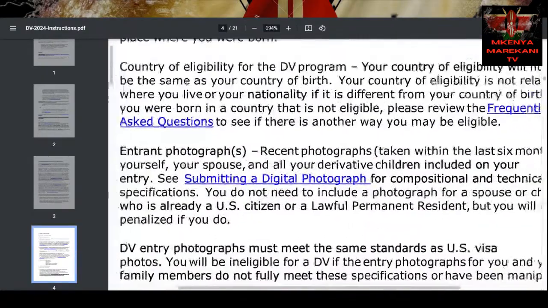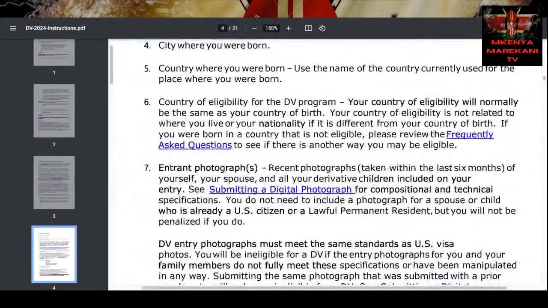Okay, and then for compositional and technical specification, yes. We will talk about the specification, the composition, how it should look, tomorrow. Okay.